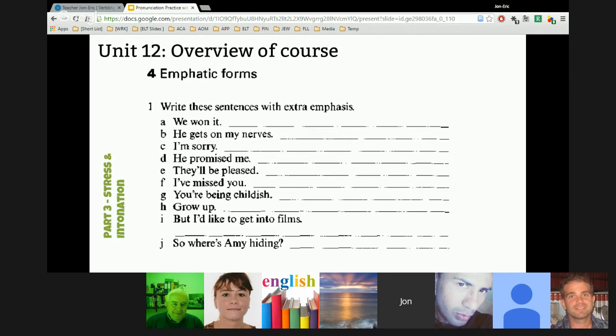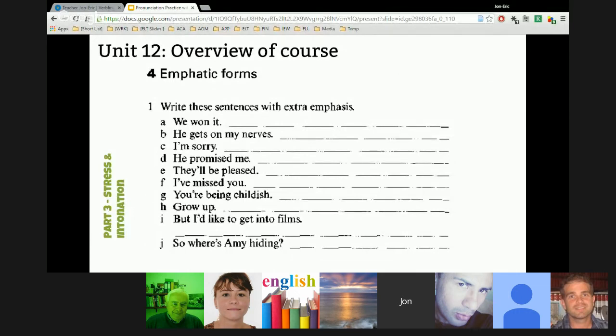What is the second verb, Randa? What is the second verb? They what? Do you know? No. The second verb is will. They will be pleased. Look in the chat window. They will be pleased.